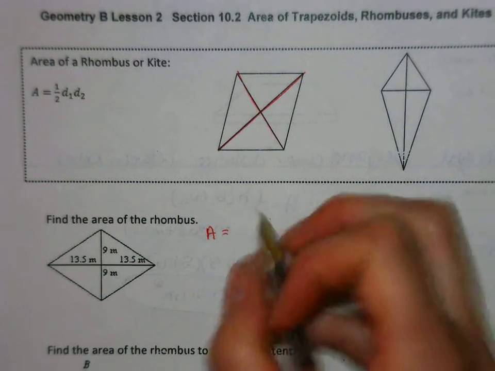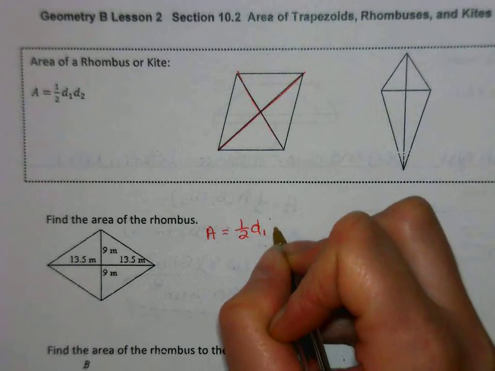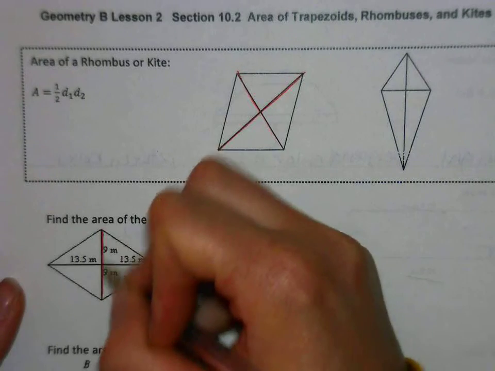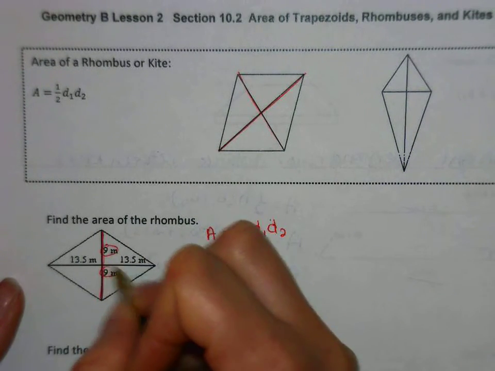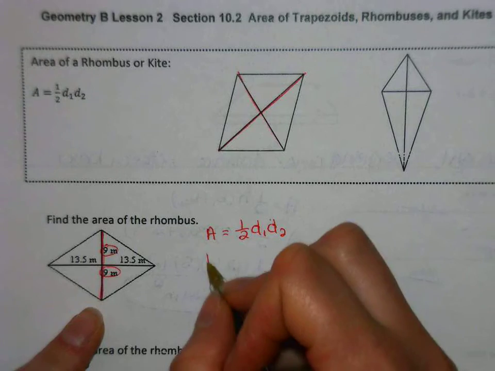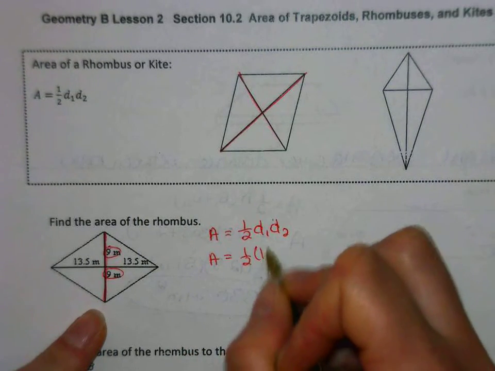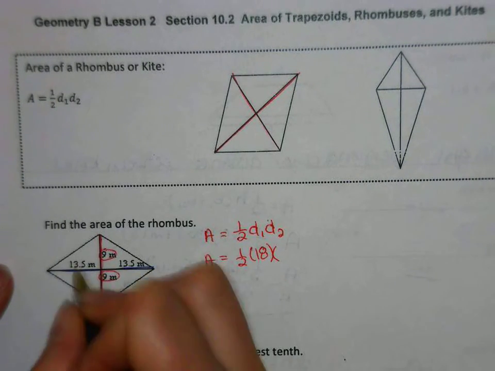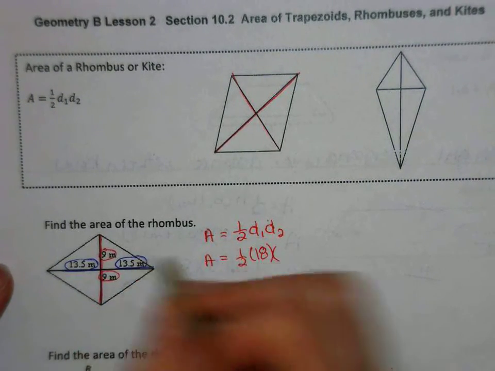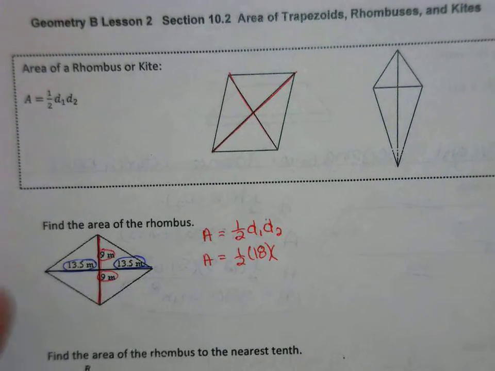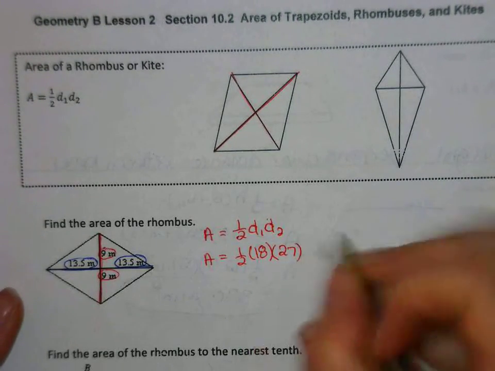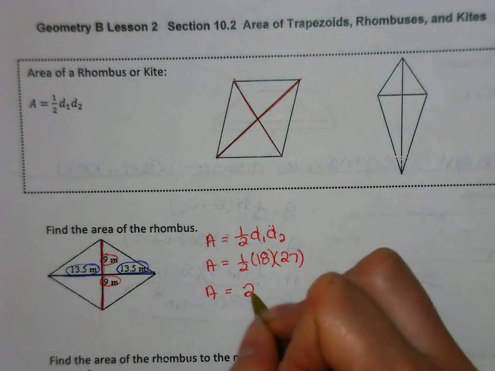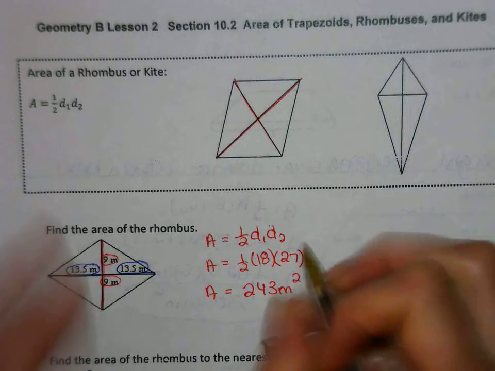We want to find the area of this rhombus. So 1/2 times diagonal 1 times diagonal 2. If we look at our diagonals, here is our first diagonal, and it's 9 and 9. So that whole diagonal is 18. And the other diagonal, from corner to corner, includes 13.5 and 13.5. And 13.5 plus 13.5 is 27. So if we multiply these out, 1/2 times 18 times 27 is 243 meters squared.